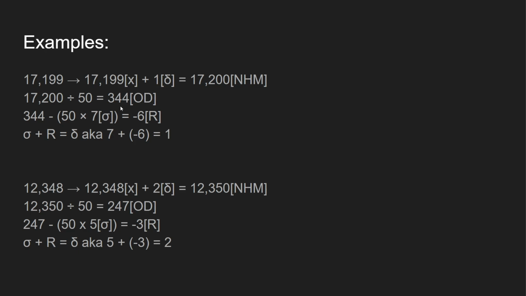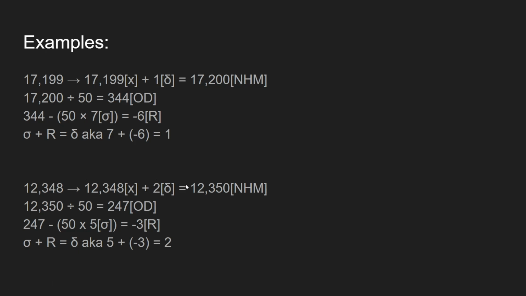So 7 instances of sigma, right? Negative 6 is our remainder. 7 plus negative 6 equals 1. Not convinced? Here's another example. 12,348.